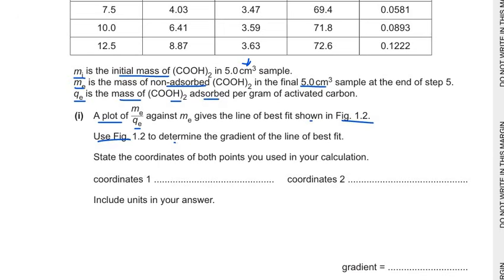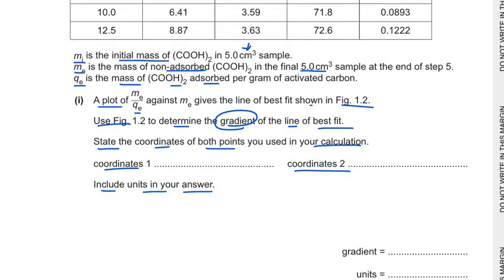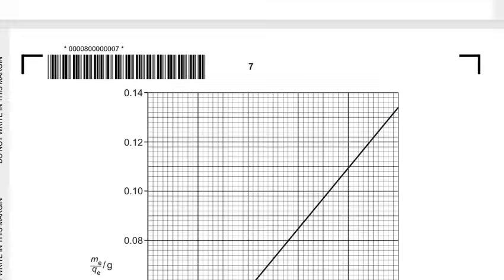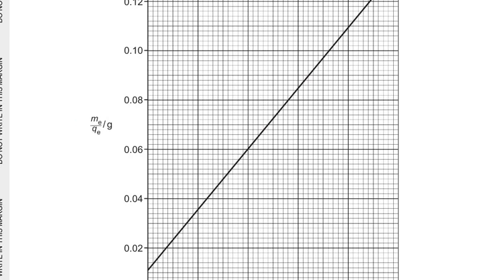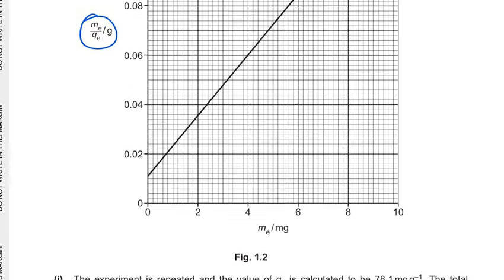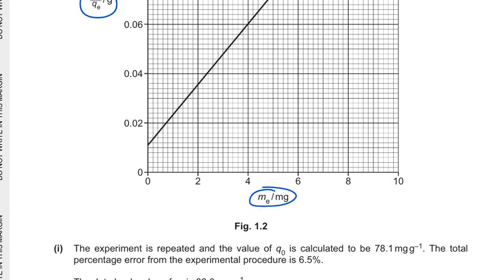Use the figure to determine the gradient of the line of best fit. State the coordinates of both points used in your calculation, coordinates 1 and coordinates 2, and include units in your answer. Now let's have a look at the gradient. Here is our gradient, where we are plotting Me by QE against Me in milligrams.